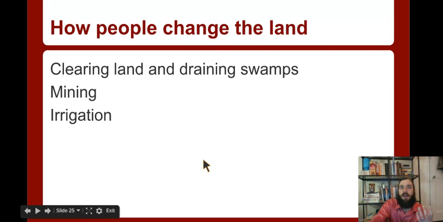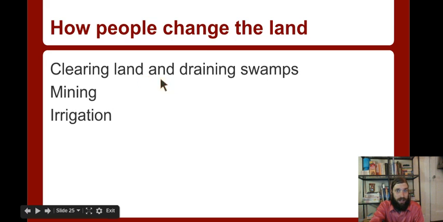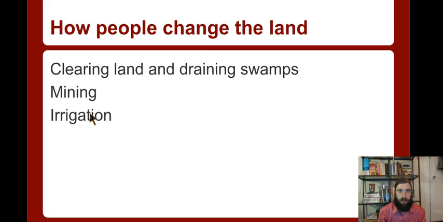Now, how do people change the land? As you're thinking about geography and the land, you should always be thinking about how people change the land. How does it change over time, all right? So, clearing land and draining swamps, so there's room to build buildings, and there's room for homes. Mining to get things like gold and iron out of the ground so that they can be used. And irrigation, where you actually make ditches to lead water over to your crops. Okay, those are all ways that people change the land.